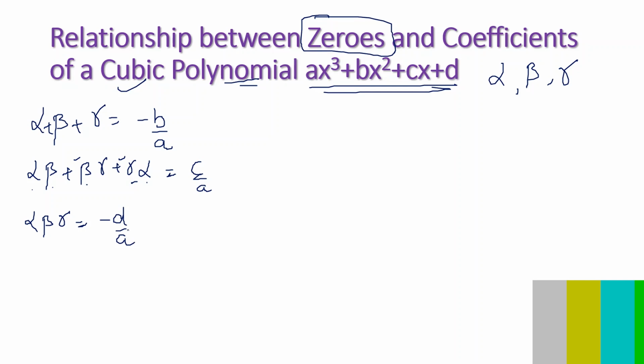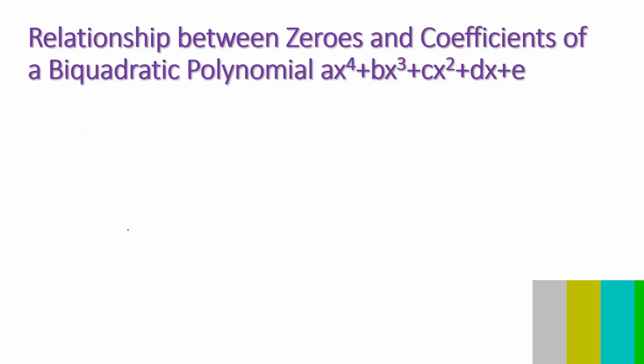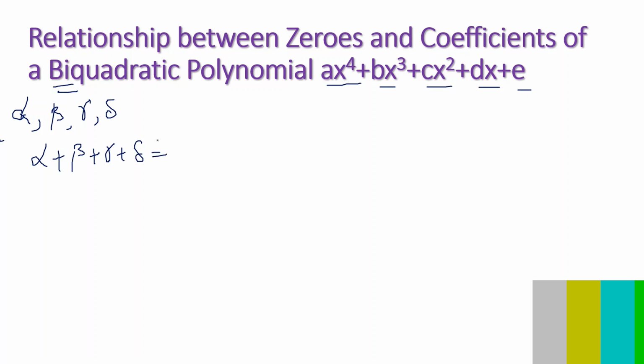Now we are going to see, is there any relation between the zeros and the coefficients of a biquadratic polynomial also? Yes, there is. A biquadratic polynomial is of the form ax4 plus bx cube plus cx square plus dx plus e. What's the relation between these? Let us consider there are 4 zeros, alpha, beta, gamma and delta. Alpha plus beta plus gamma plus delta, any guesses what it is? Yes, absolutely right. If you are guessing, you can pause the video. This is equal to minus b by a.